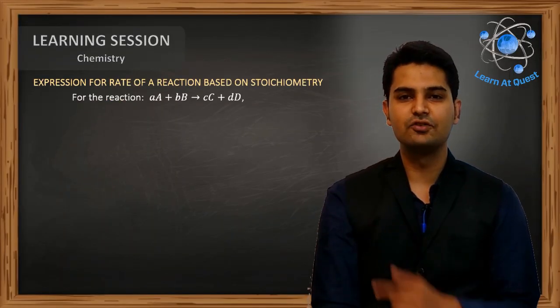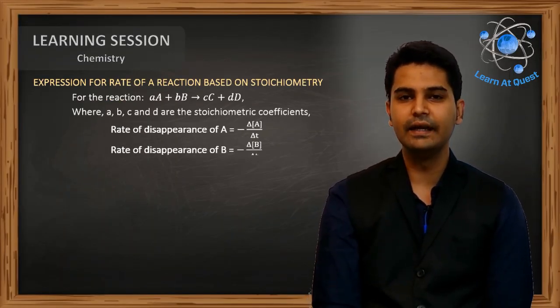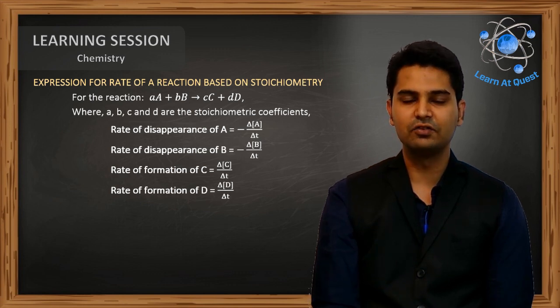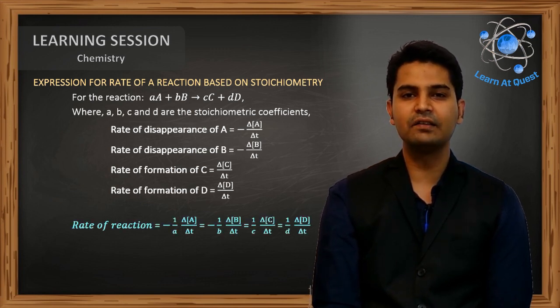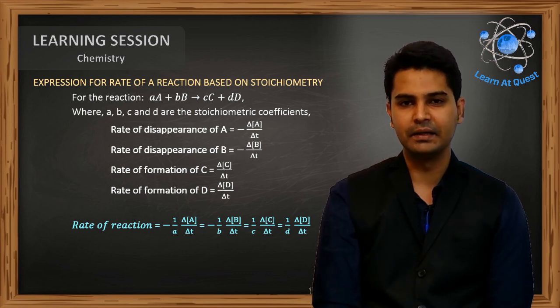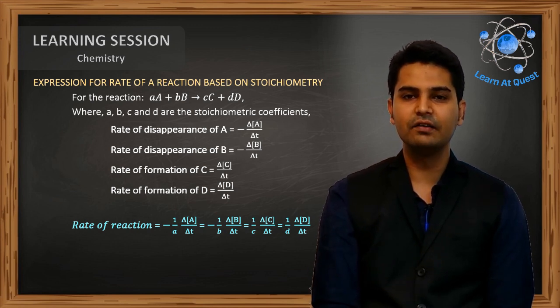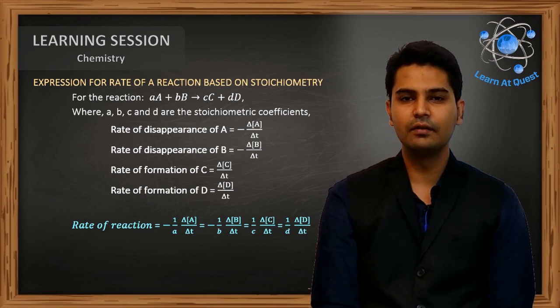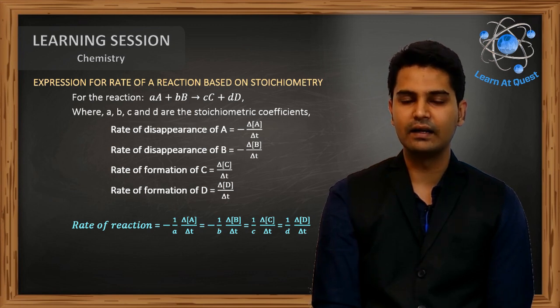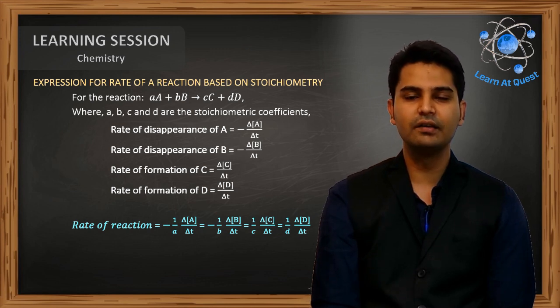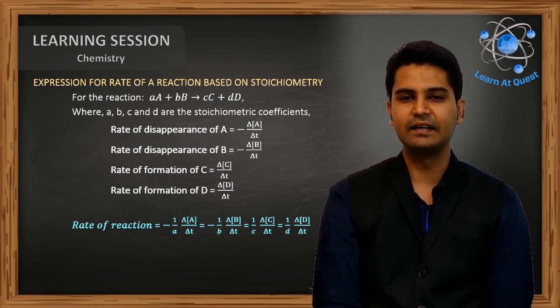Look at the chemical reaction shown here. Here, small a, b, c and d are the stoichiometric coefficients of the reactants A and B and the products C and D. Then the rate of disappearance of the reactant A equals minus delta A by delta T. The rate of disappearance of the reactant B equals minus delta B by delta T. The rate of appearance of the product C equals plus delta C by delta T. And the rate of appearance of the product D equals plus delta D by delta T.